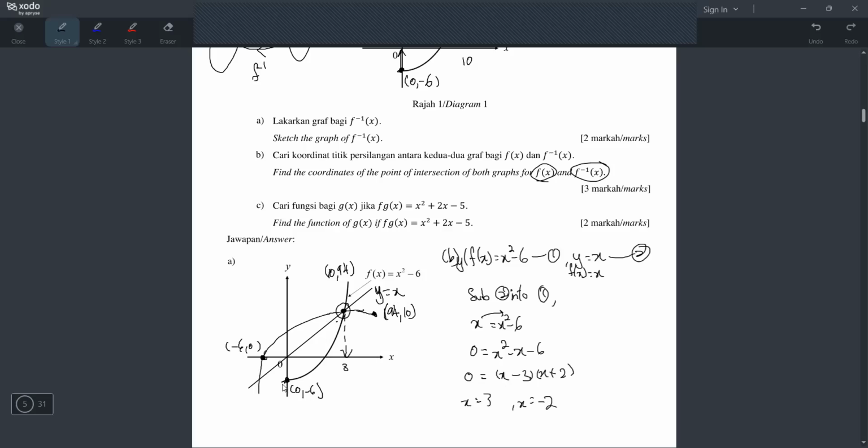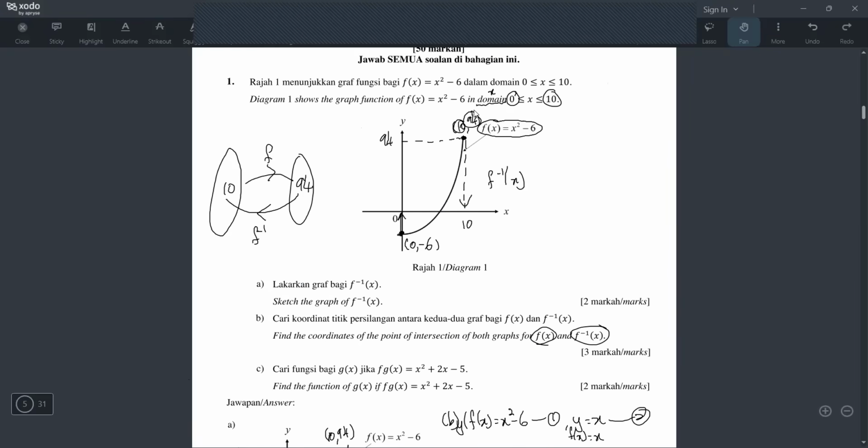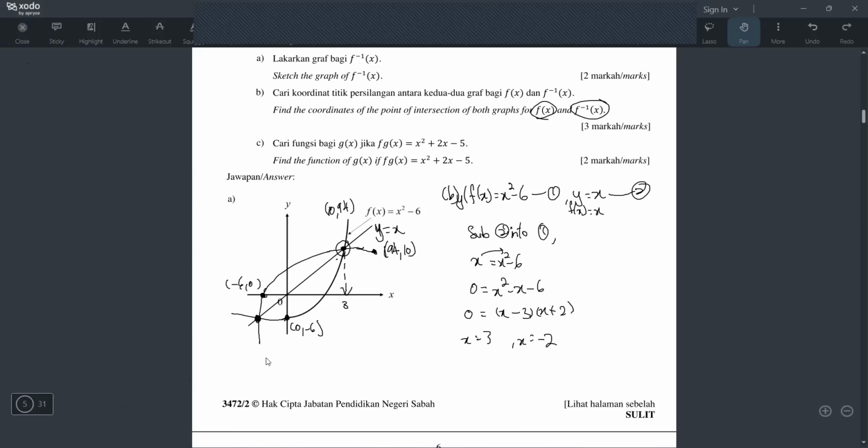Because there's another intersection point below here. Of course you can't see it because they only draw within this range. They only draw until here. But if you keep going, and the f inverse also keeps going, it extends here, there will be another intersection point at x = -2 here. Okay, but of course we don't want that, right? We don't want that. So I'm going to erase this.